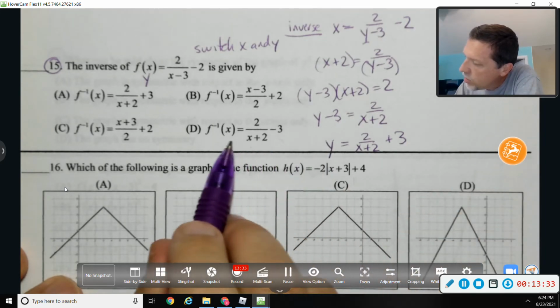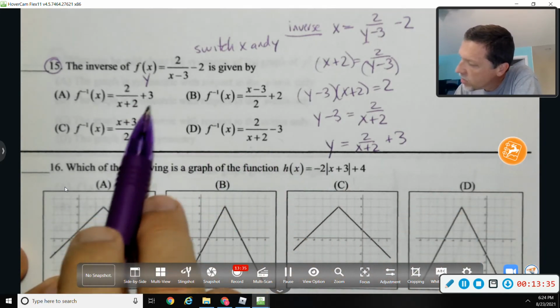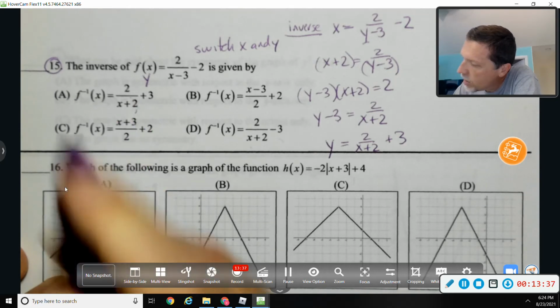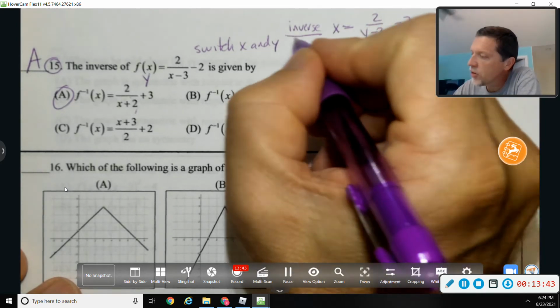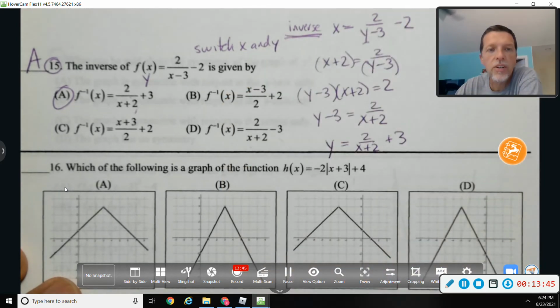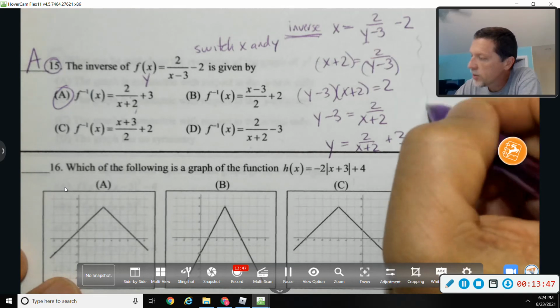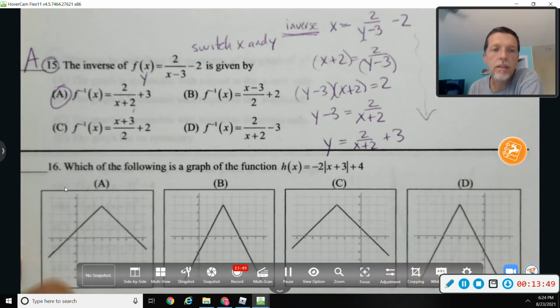So just looking at my answer choices, 2 over x plus 2 plus 3. There it is. So again, the trick there is not the first part. The first part's easy, write an inverse. The trick is getting all the algebra steps till you get to the end.